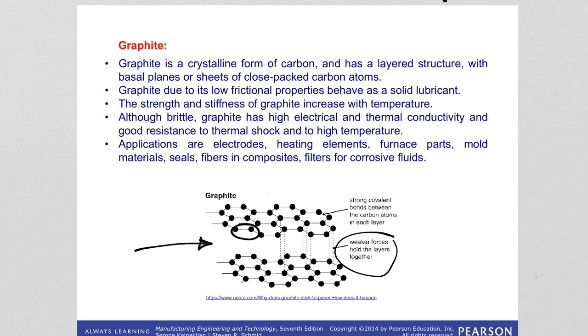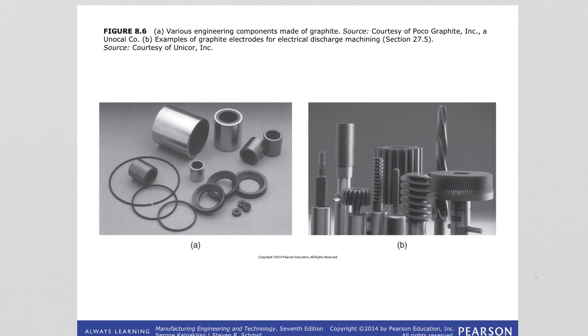An interesting thing about this material is that its strength actually increases with increasing temperature. Of course, this is due to its unique structure, and people are trying to figure out why this is happening. There are some theories, but this is what is experimentally observed. In these images, we are seeing various components made of graphite, such as graphite electrodes for electrical discharge machining, etc.